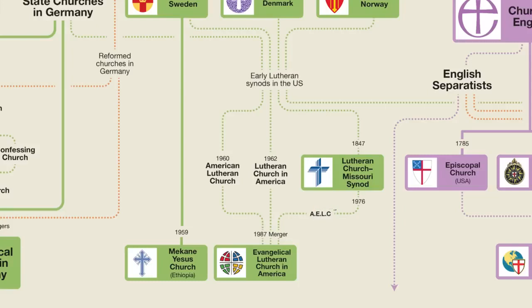But then, during the 1980s, the AELC merged with the ALC and LCA to form the Evangelical Lutheran Church in America. So nowadays, there are two main Lutheran denominations in the U.S. There's the more conservative Lutheran Church Missouri Synod and the more liberal Evangelical Lutheran Church in America, which to many people is a bit confusing because in the U.S., the word evangelical is generally associated with conservatives. However, in a Lutheran context, it simply means Protestant. So just keep that in mind.